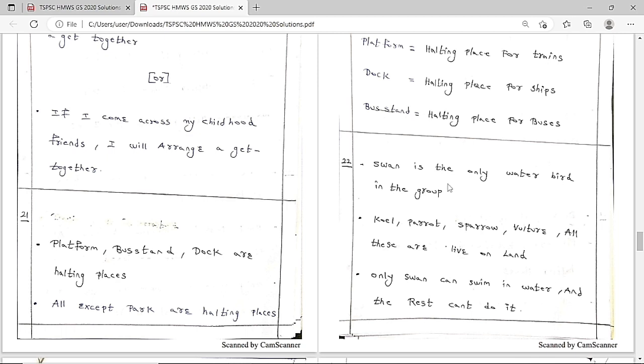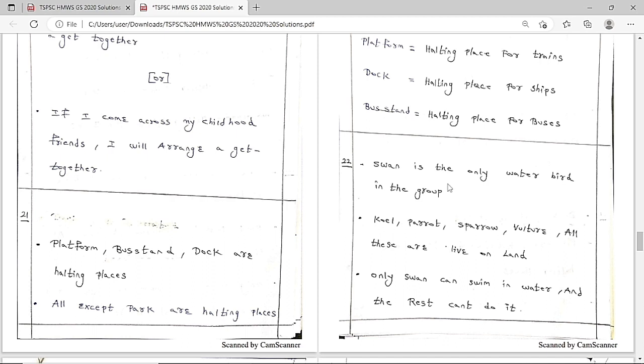So finally, I can say swan is the only water bird, meaning it can swim in the water, whereas the quail, parrot, sparrow, vulture are land birds. They live on the land and don't know how to swim in the water. Water bird means they know how to swim in the water, and land birds means they only know how to live on the land, but they don't know how to swim in the water.